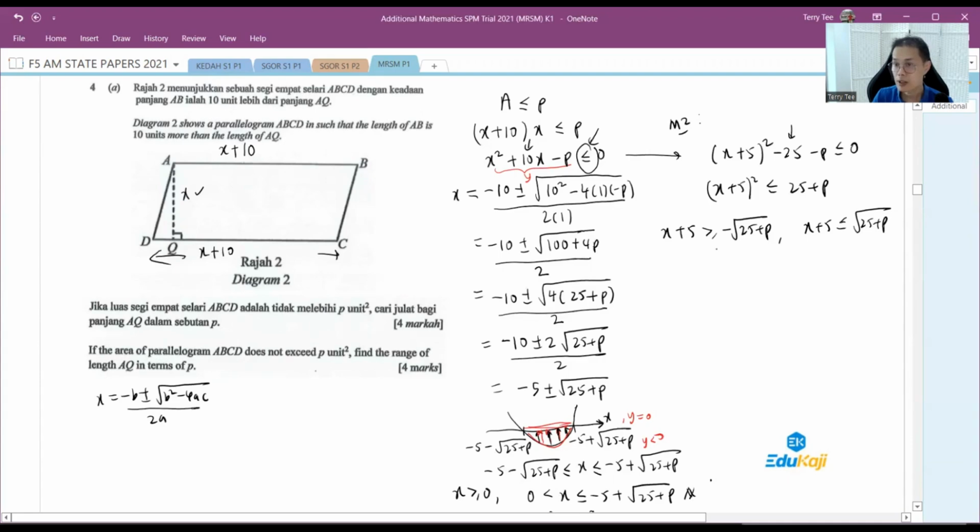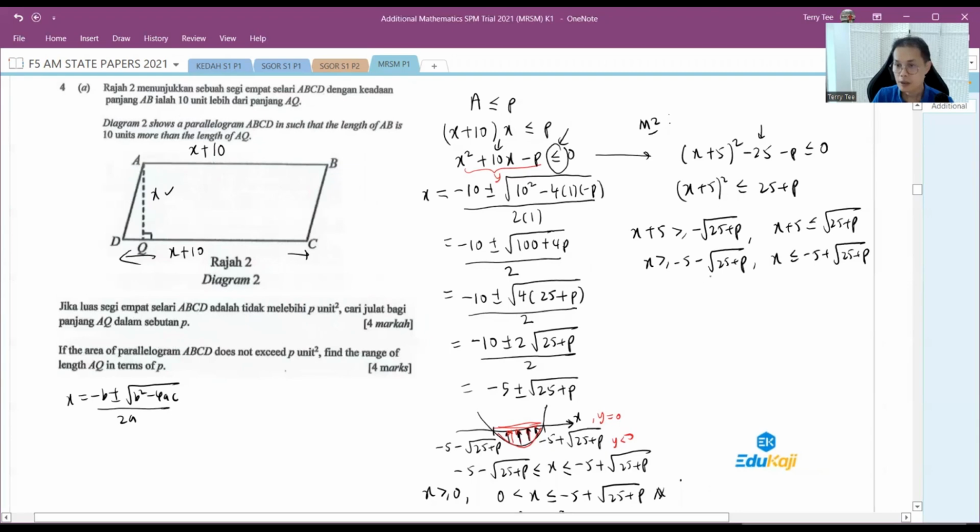Now we can actually combine them and write x between -5. Okay, let me bring this over first. One more step. -5 minus square root 25 plus b, and x is less than or equal to -5 plus square root 25 plus b. But we need to combine them. So when you combine them, you will get the same answer as what I've written in the first method, right? This is square root 25 plus b. This will be -5 plus square root 25 plus b.